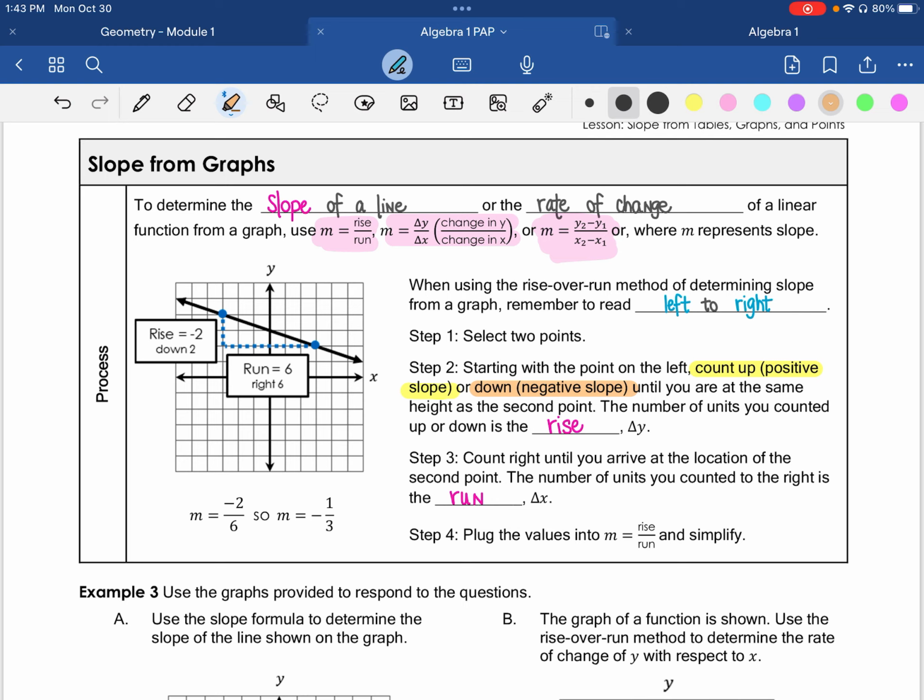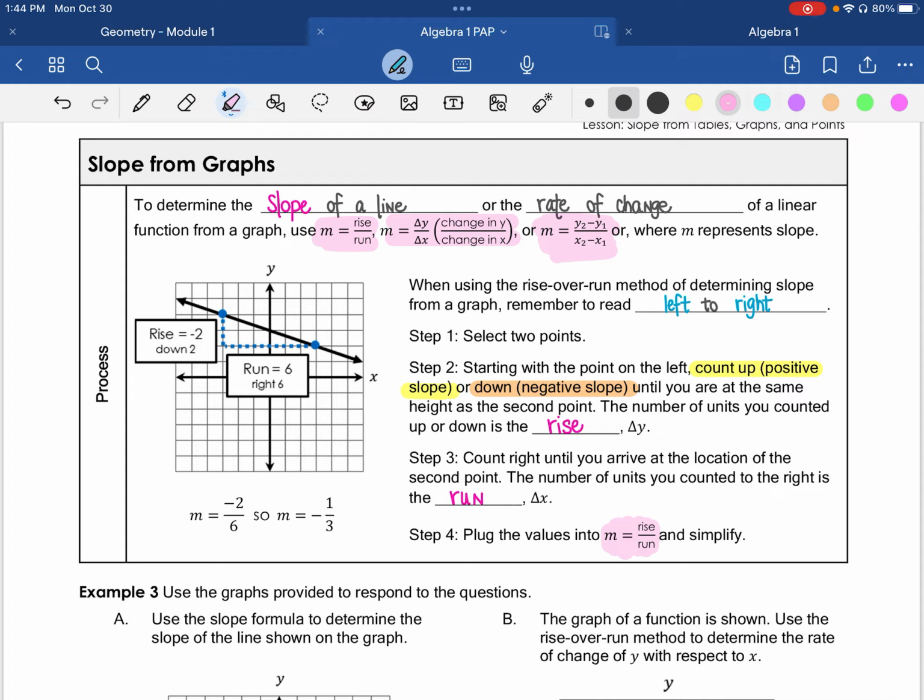Step 3 is to count right until you arrive at the location of the second point. The number of units you counted to the right is the run or the change in x, delta x. Then you're going to plug them into m equals rise over run and simplify.